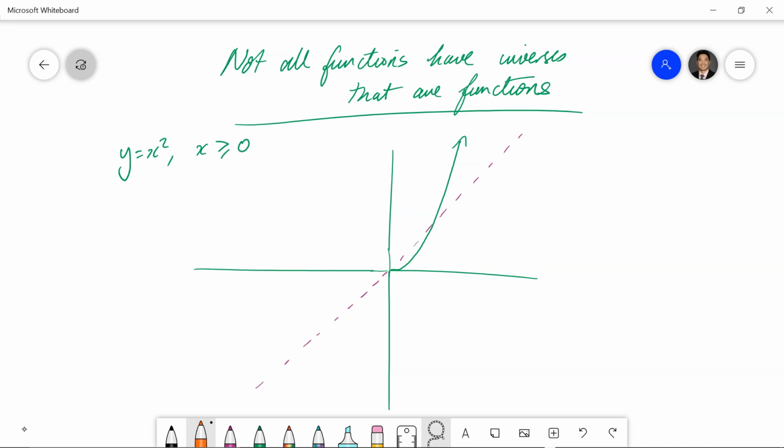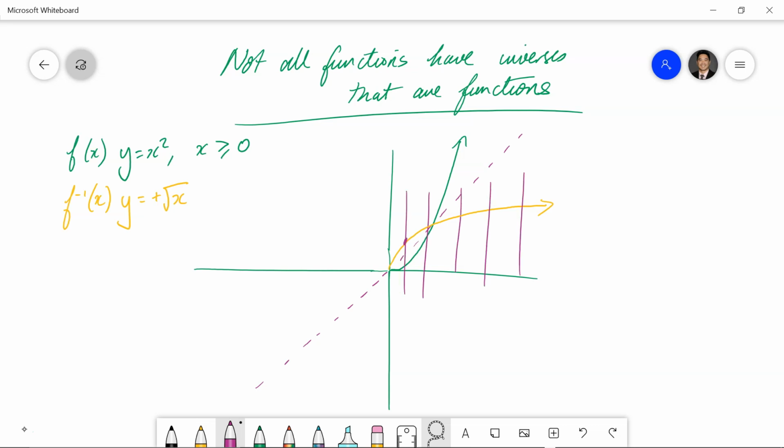Now if we did the inverse of that, we knew from before that our inverse is y equals positive or negative the square root of x. But because we only have half of the parabola and we've restricted to the positive values of x, we will only need the positive values of the square root of x in the inverse. So the inverse is going to look like that. When we apply our vertical test, we can see that it only cuts through the function at one point. Therefore, it's a function.